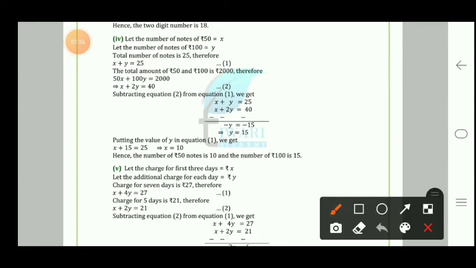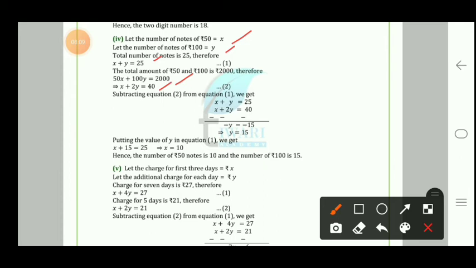So, let the number of rupees 50 notes be x, let the number of rupees 100 notes be y. So, total number of notes is 25, therefore, x plus y is equal to 25. Then the total amount of rupees 50 and rupees 100 notes is 2000. So, we have 50x plus 100y is equal to 2000, that is x plus 2y is equal to 40.